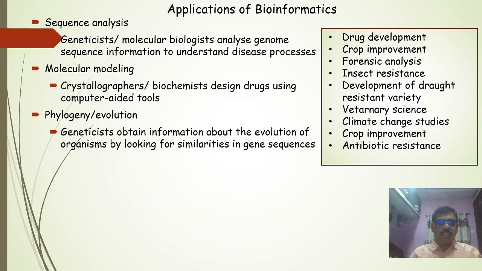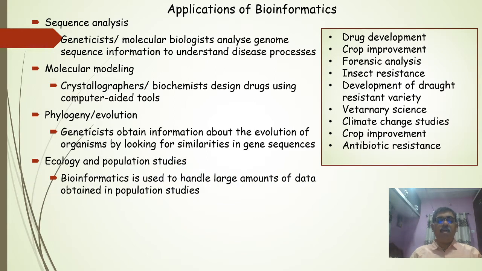Geneticists and molecular biologists analyze the genome sequence information to understand the disease process. The second one is molecular modeling. Crystallographers and biochemists design drugs by using computer aided tools. Then phylogeny or evolution: it is also used for the prediction of phylogeny or evolution. Geneticists obtain information about the evolution of organisms by looking for similarities and dissimilarities in the gene sequences.